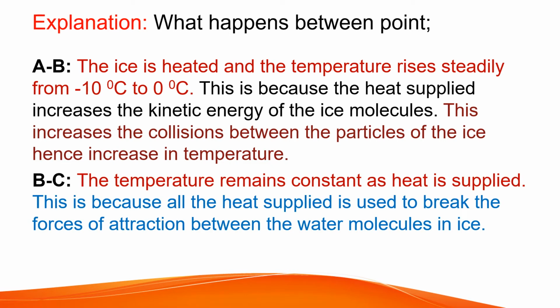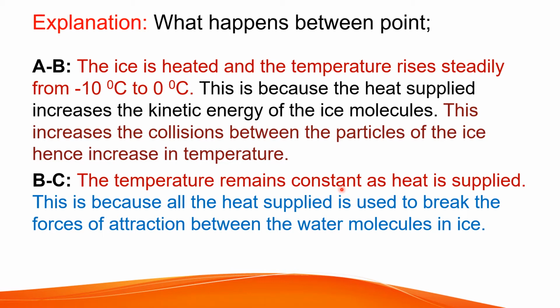What happens at point B to C? At point B to C, the temperature remains constant. I'd like you to note some of the terms that we are using. Here we said the temperature rises steadily. Here I've said the temperature remains constant as heat is applied. We are applying heat, yes, but the temperature is still the same.